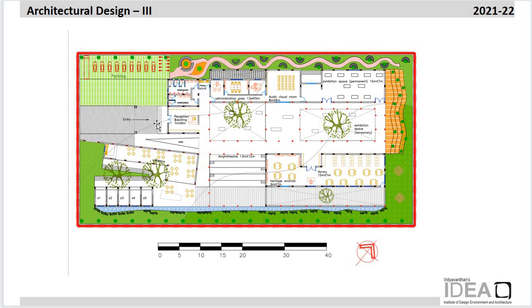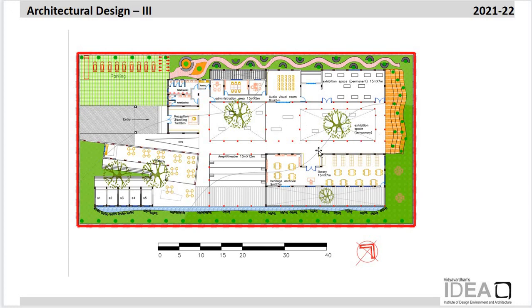This is the entry. At the entry there is a drop off. When we enter the nature interpretation center there is a reception area. After the reception area there is an admin area. After the admin area there is an audio visual room. At the back side of the admin area there is a courtyard which is visually connected to this landscape area. For handicapped people I provided a ramp.